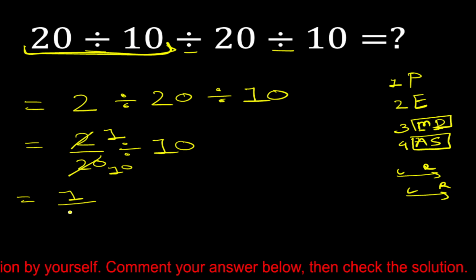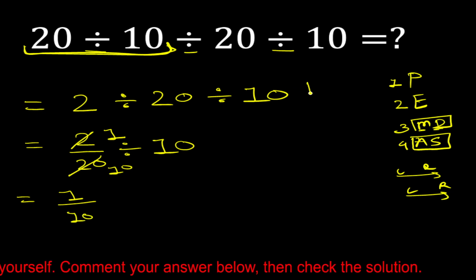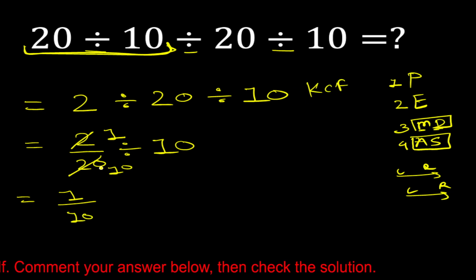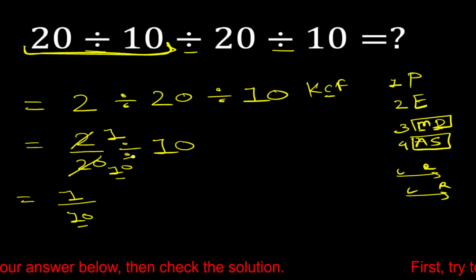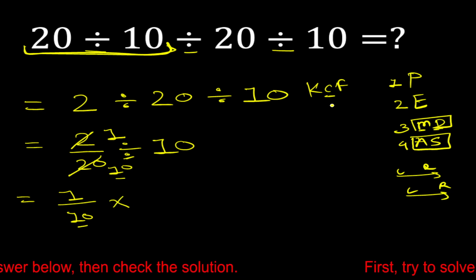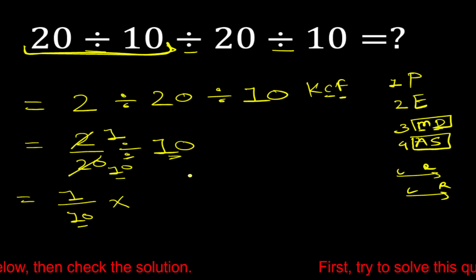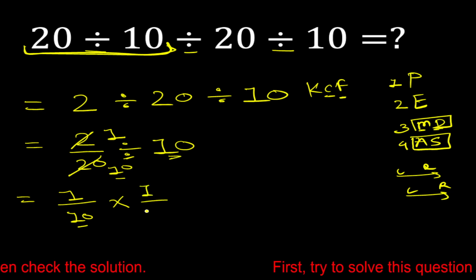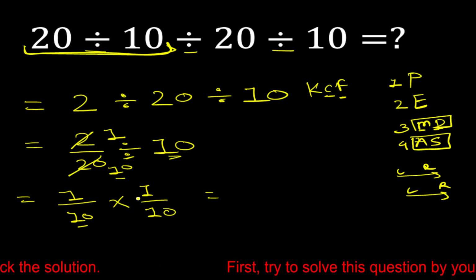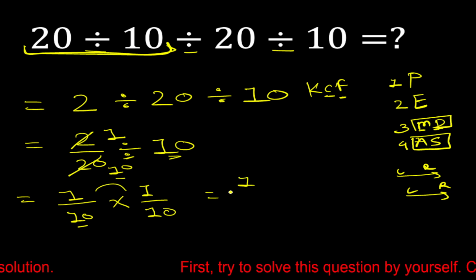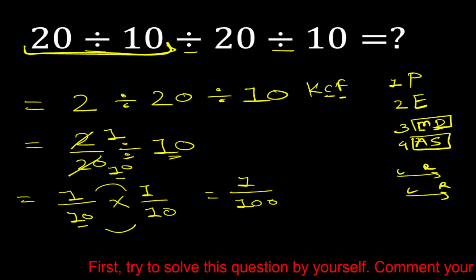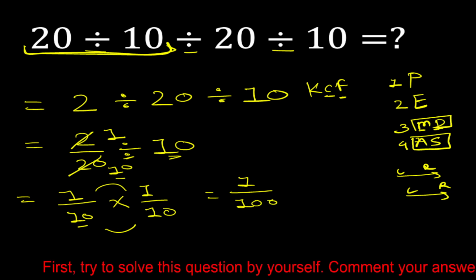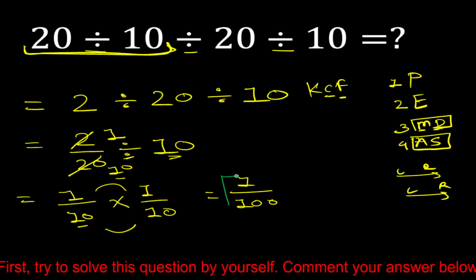So 1 by 10. Now according to the KCF rule, K means keep this fraction 1 by 10 as it is. C means change this sign from division to multiplication. F means flip this last fraction. 1 by 10 multiplied by 1 by 10 is equal to 1 multiply 1 is equal to 1, 10 multiply 10 is equal to 100. So the correct answer is 1 by 100.